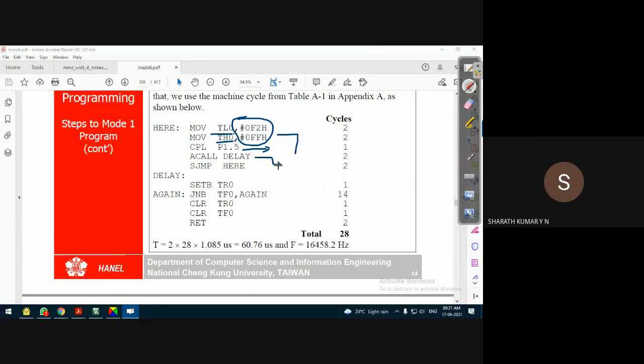The delay subroutine is called. When it is called, it jumps to the delay subroutine and starts executing it. The first line of the delay subroutine is to start the timer, Timer 0. When Timer 0 starts, it starts counting the clock pulses.